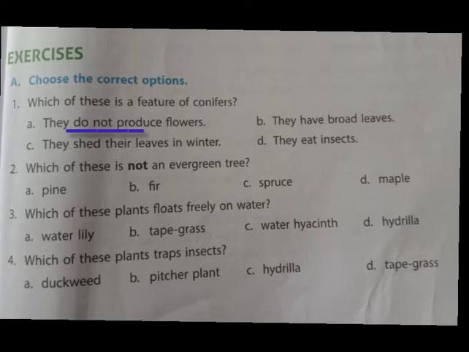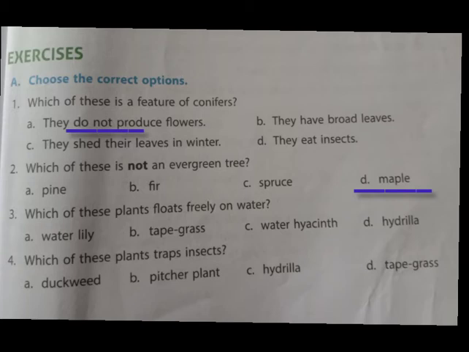Second question, which of these is not an evergreen tree? What are evergreen trees? The trees that do not shed their leaves all at once and remain green throughout the year are called evergreen trees. We studied 4 examples. Pine, fir, spruce and cedar are evergreen trees. So here the answer is maple. Maple is a deciduous tree.